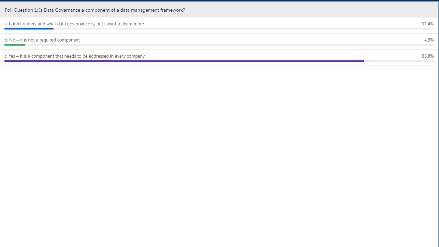83% selected yes. It is a component that needs to be addressed in every company. So I think we have a lot of data literate people with us already today. But hopefully you'll learn some more things about what I'm going to share with you. And for those that answered A or B, and it looks like that's a total of about 16%, hopefully you'll learn a lot more today.